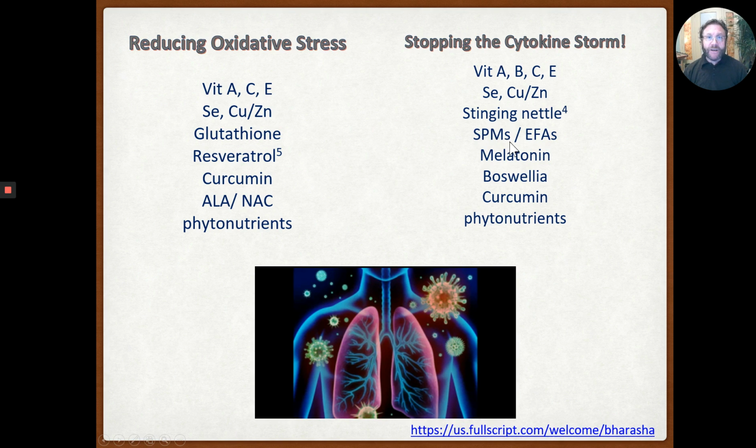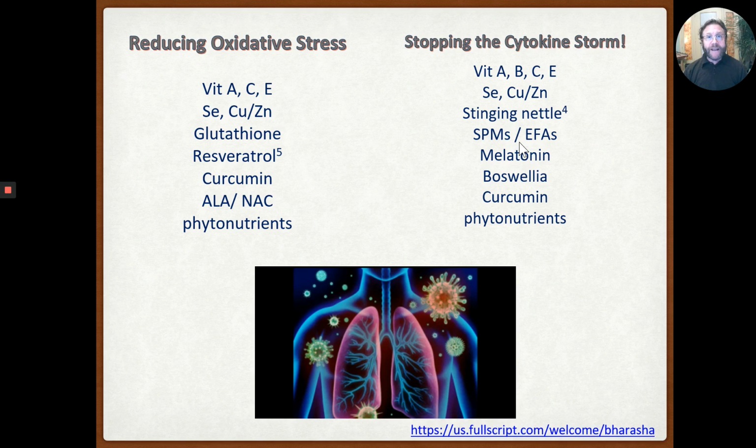This stands for Specialized Pro-Resolving Mediators. These are actually fractions of fish oils that contain something that's already in our body that are nicknamed resolvins. Resolvins are substances that help your body to resolve inflammation. So as inflammation climbs up, we need something that helps turn it off, and that's these resolvins.